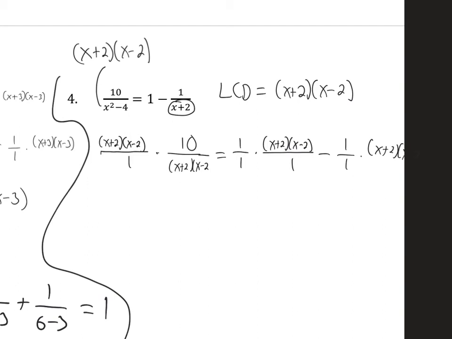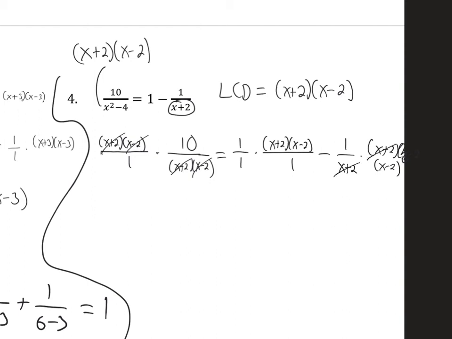I got to use a different color here. This is x plus 2 times x minus 2 over here, all on the top. Okay? So these are going to cancel. The x plus 2s are going to cancel. The x minus 2 is going to cancel. And yeah, something's goofy here. Oh, down here is x minus 2. I goofed something up. So down here should have been 1 over x plus 2. So the x plus 2s are going to cancel over here. We're going to have x minus 2.